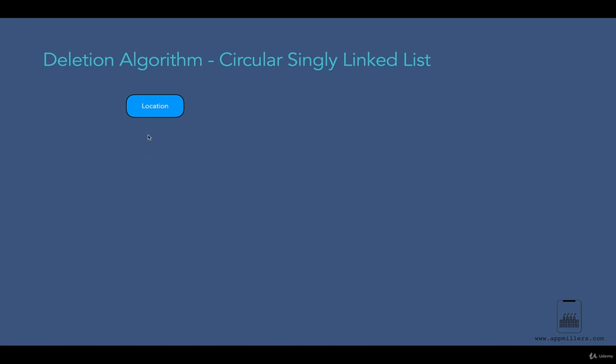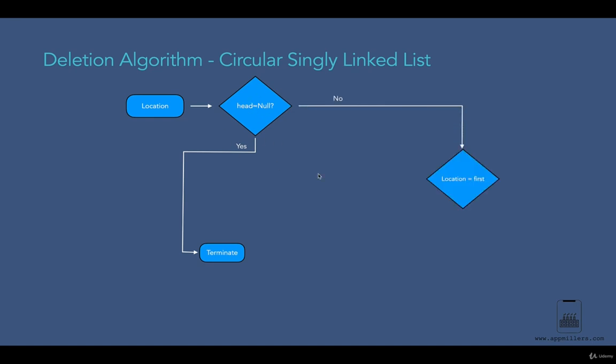Now the next step is we are going to check whether our CircularSinglyLinkedList exists or not. We do so by checking the head value. If head in CircularSinglyLinkedList equals null, it means that this CircularSinglyLinkedList does not exist. In this case, we cannot delete any node because the list does not exist, so our algorithm will terminate here. Otherwise, if head is not equal to null, we will continue to check the location parameter.